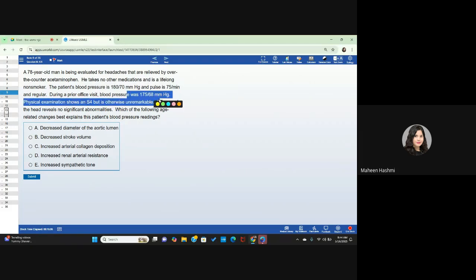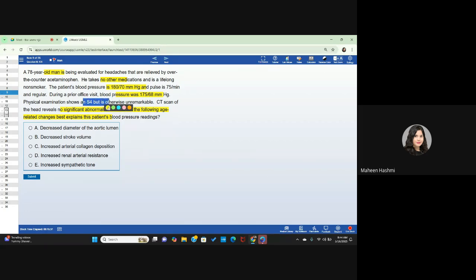Next question. The blood pressure is 175. Physical examination shows an S4. Okay. All right. CT scan of the head reveals no significant abnormalities. Which of the following age-related changes explains the blood pressure readings? So what's happening is that this 78-year-old man is evaluated for headaches that are relieved by over-the-counter acetaminophen. And the patient's blood pressure is 180, all right, very high. And he also has an S4.